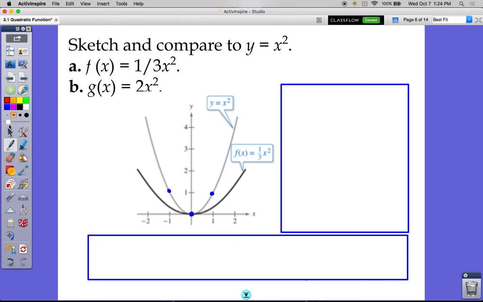Likewise, when we look at the other one, 1/3 x squared, instead of going up 1 over 1, which is the number in front of x squared, you have to think of it a little differently. It's not up 1 over 3, it's up 1/3 over 1, because it's now 1/3 as tall. So this point is located at (1, 1/3) instead. And likewise, we have the same point on the other side, which is (-1, 1/3).